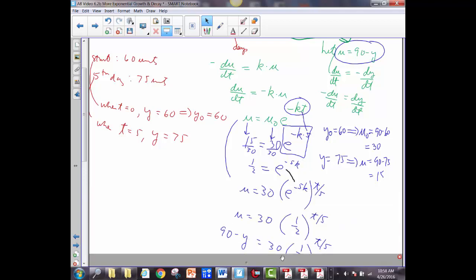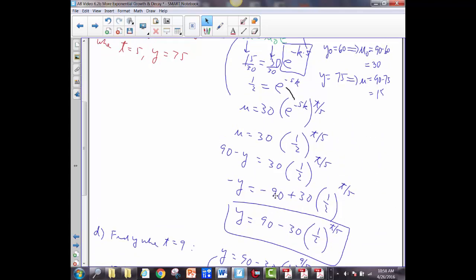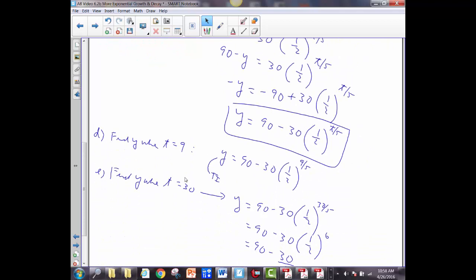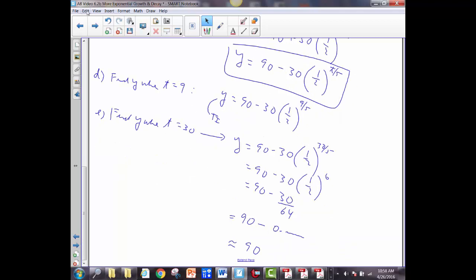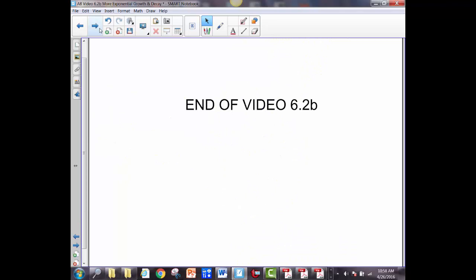Same thing as before. You could solve for k if you had a calculator. If not, do the same as before. Put it back in terms of y. So what's y after 9 days? Replace t by 9. And what happens? What's y after 30 days? Replace t by 30. Same old, end of video.